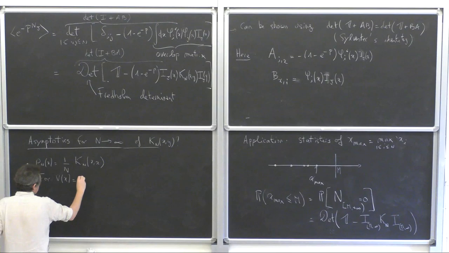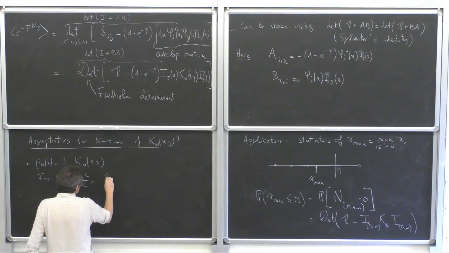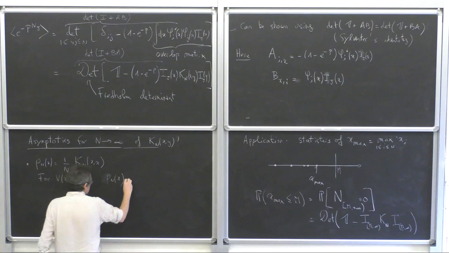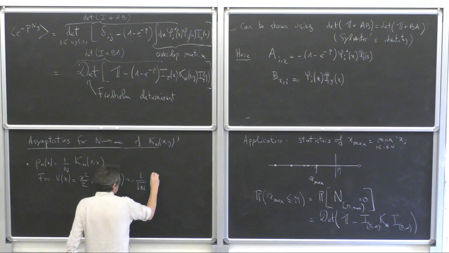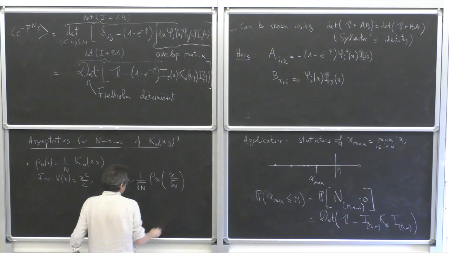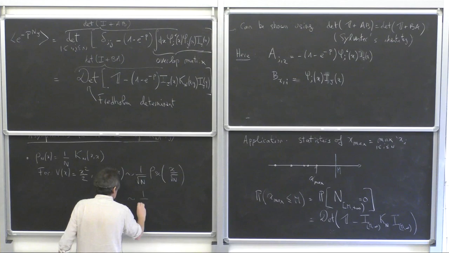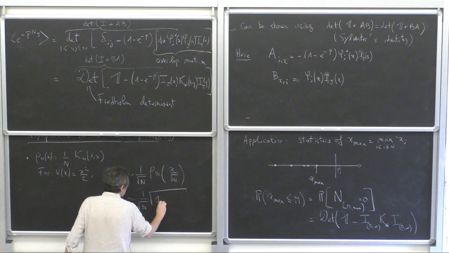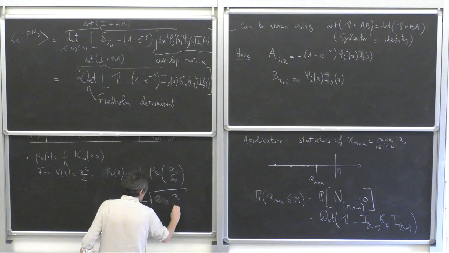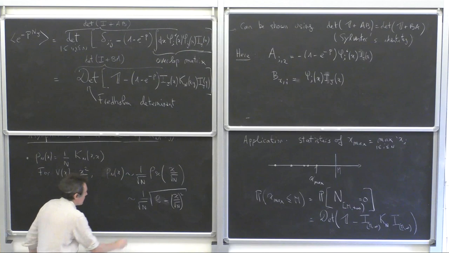Well, this rho n of x, as I said, takes this form. It's just 1 over square root of n times the Wigner semicircle of x divided by square root of n. Let me write it explicitly: 1 over square root of n times the square root of 2 minus (x by square root of n) squared. Okay, so that we know.